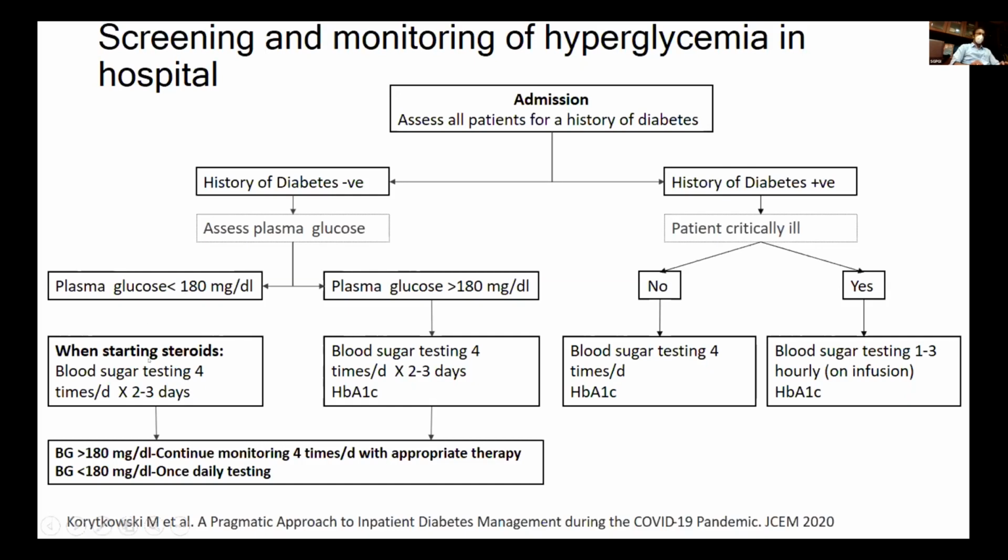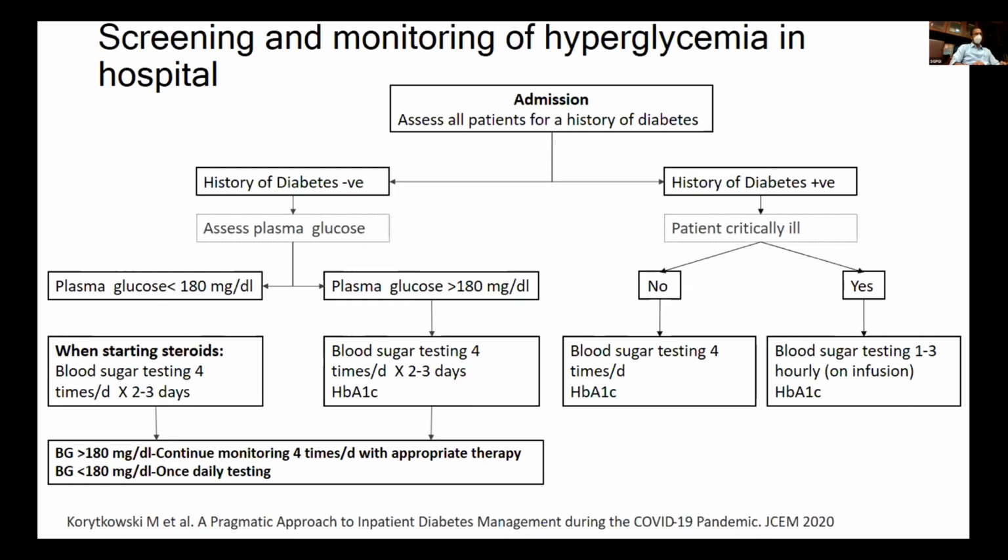So when we are starting the steroids, the blood sugar should also be checked for 2 to 3 days. If all the blood sugars are less than 180, monitor further, or at least once a day we can check whether the blood sugar is rising or not. If the blood sugar is more than 180 at any time, we should continue 4 times a day with appropriate insulin therapy.